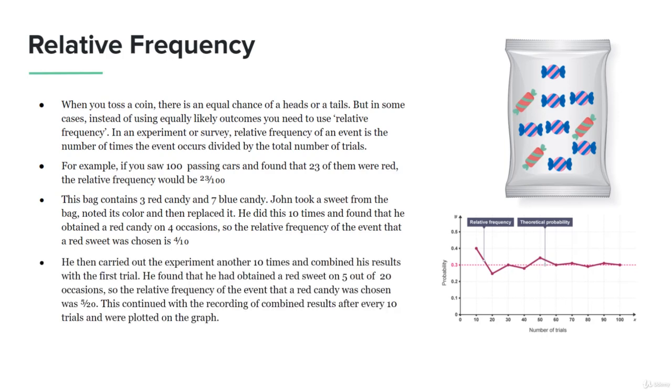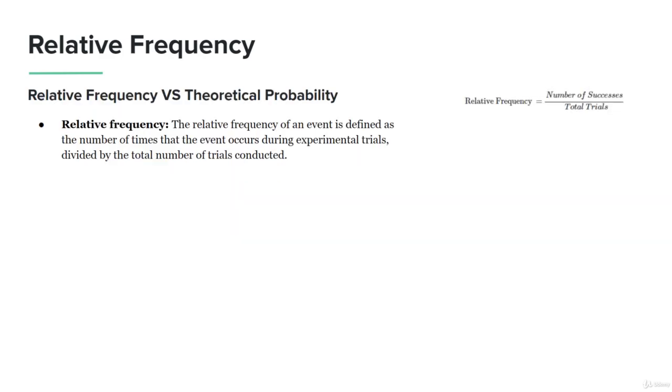That's the relative frequency. John then carried out the experiment another 10 times and combined his results with the first trial. He found that he had obtained a red sweet on 5 out of the 20 occasions. So the relative frequency of the event is that a red candy was chosen 5 out of 20 times. Again, very simple, elementary examples for you to understand how simple this concept is. This continued with the recording of combined results after every 10 trials, and they were then plotted on the graph. So let's take a look at relative frequency versus theoretical probability.